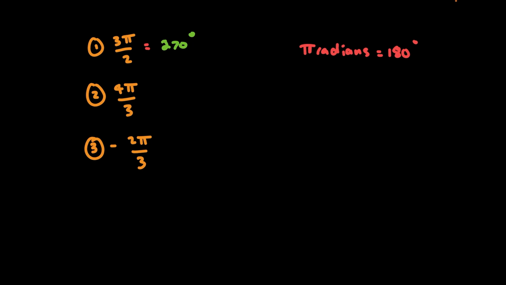Try the next one by yourself. Okay, 4 pi over 3. This is the same thing as 4 times 180 degrees divided by 3. Well, we can cancel out the 3 and the 180 to give us 60 degrees. So 4 times 60 degrees. 4 times 60 is 240. Wow, how straightforward.